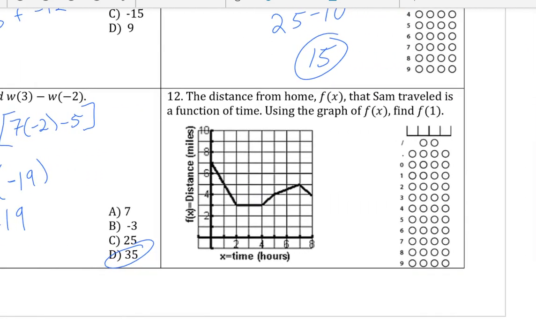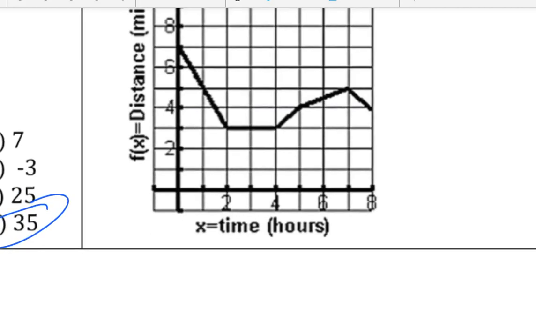Over here, the distance from home, f of x, that Sam traveled is a function of time. Using the graph f of x, find f of 1. So f of 1 means I'm here looking up. We're at 5.